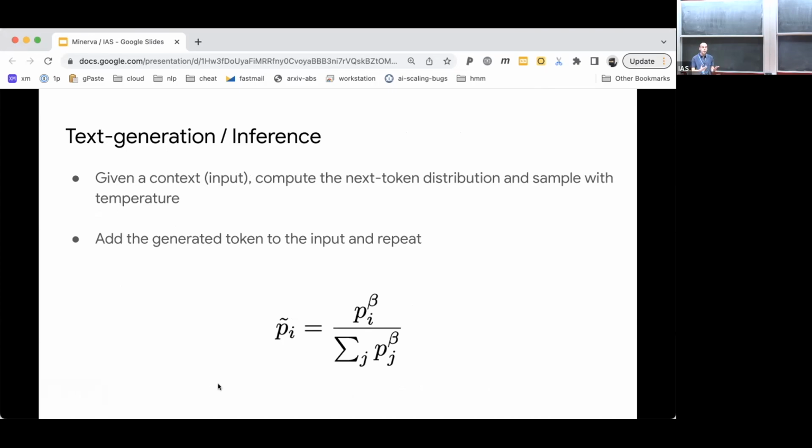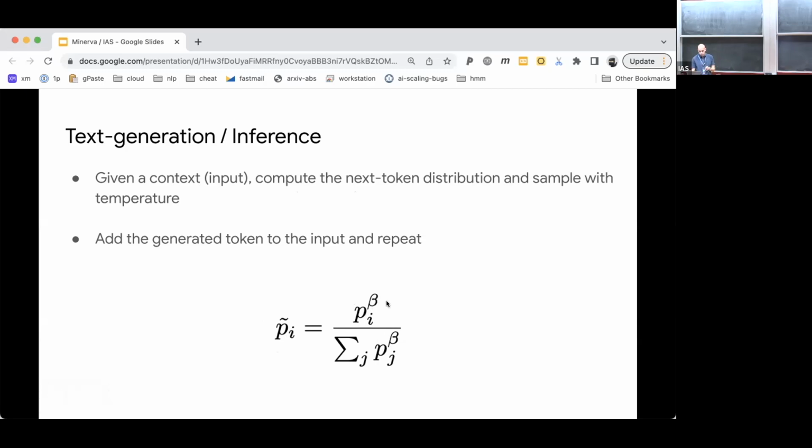And now with this model in hand, we can actually use it to generate text. The way we do that is we give the model some context, some input, and then we compute the next token distribution, and we sample from it with temperature. So far we just used the Boltzmann distribution with temperature 1. When we generate text from these models, we can actually choose a different temperature. So we take these probabilities P that come out of the model and renormalize the probability distribution using some inverse temperature beta. So we get new probabilities, and we use those to sample from the model.